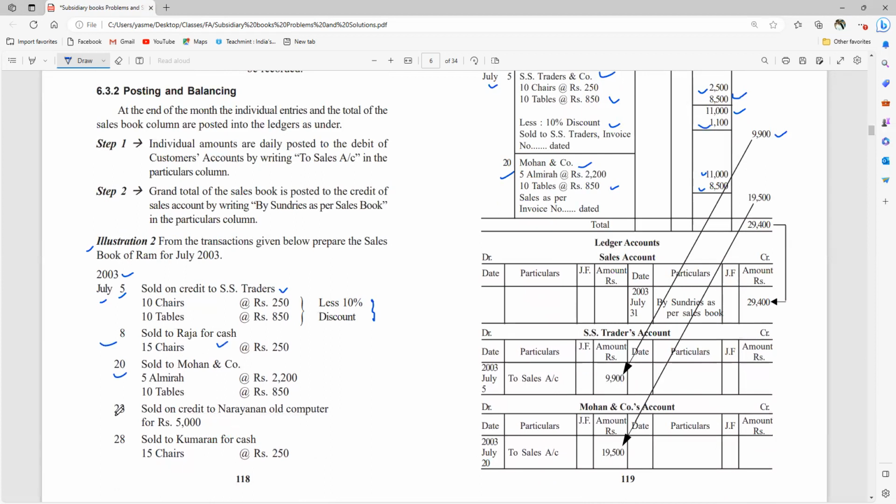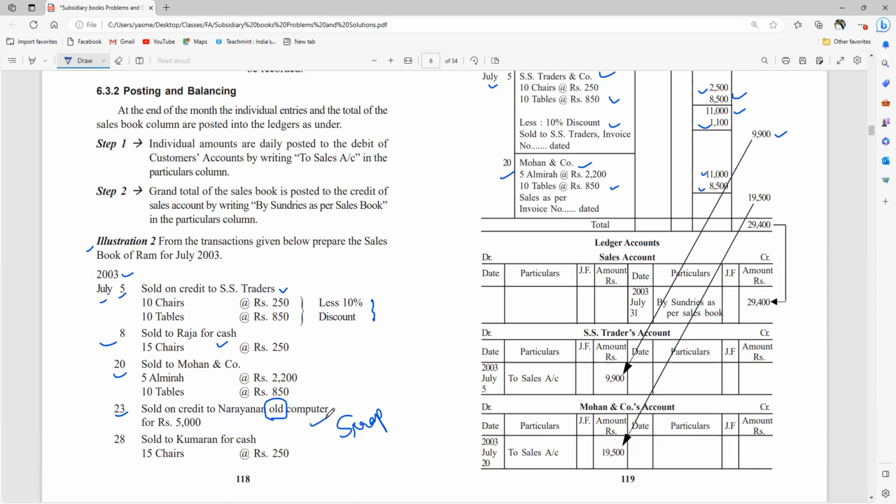The next transaction is on 23rd July 2003, sold on credit to Narayanan, old computer for 5,000 rupees. See here, we have sold the computer, that is fine, but it is mentioned here that an old computer is sold. That means the computer which we were using in our office is sold. This is scrap, like old newspaper which we have at home, we sell it as scrap, right?